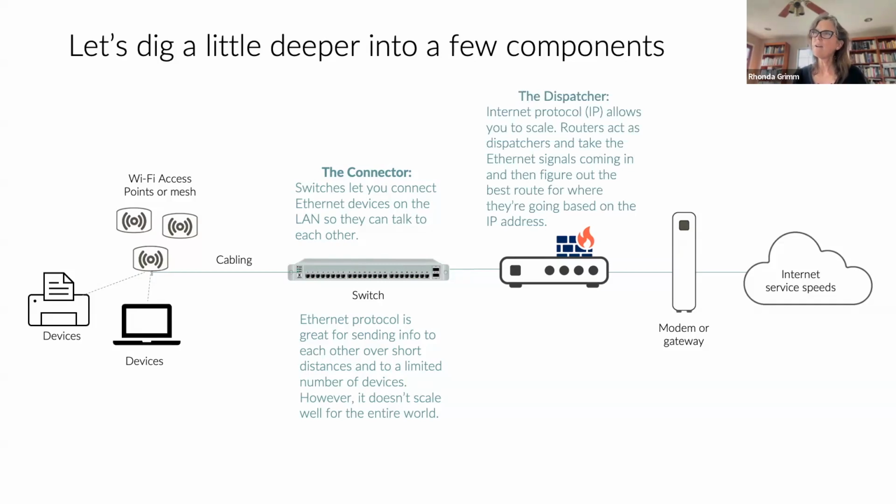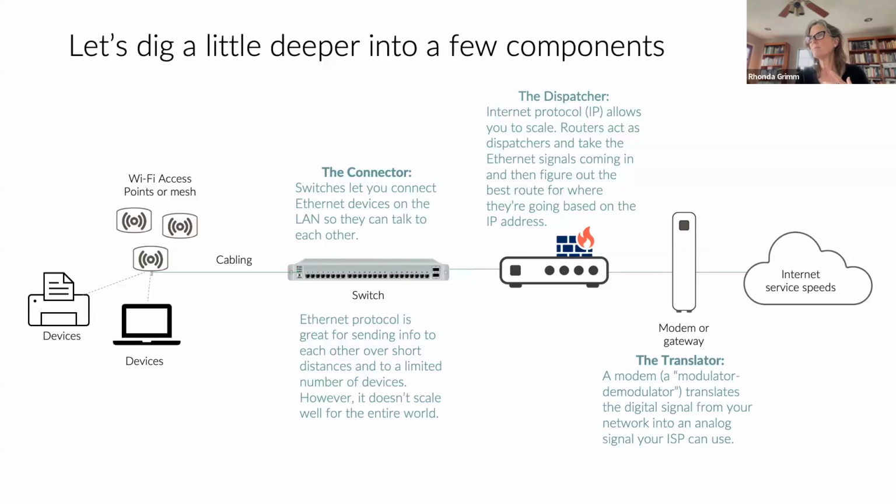But the router is kind of the dispatcher. It's the Internet Protocol, and that allows you to scale. They act as dispatchers. They take the Ethernet signals coming in, and they figure out the best route for where they're going based on their IP address.